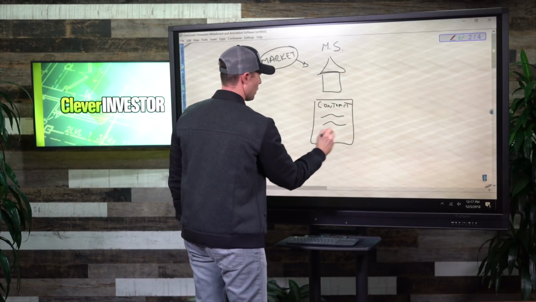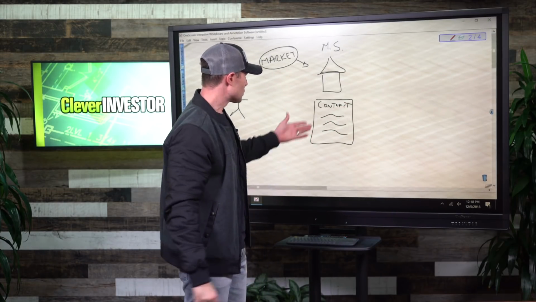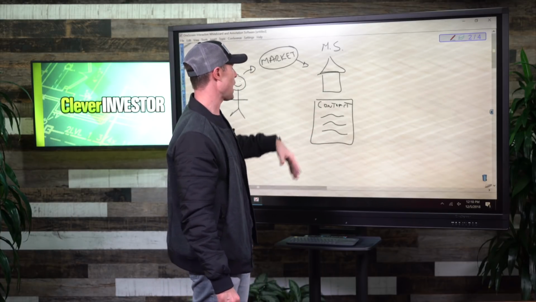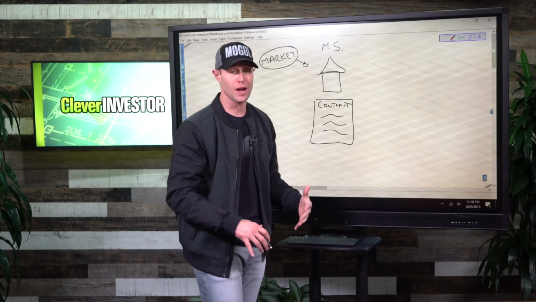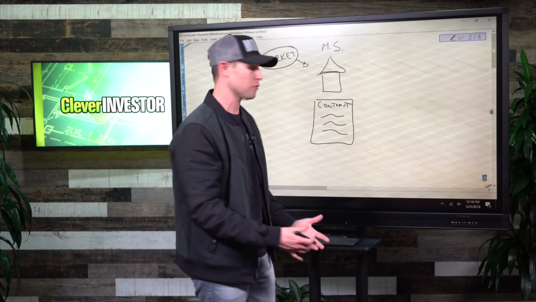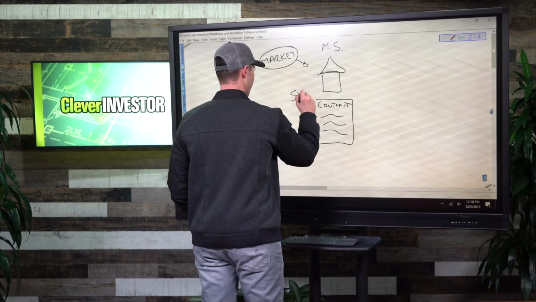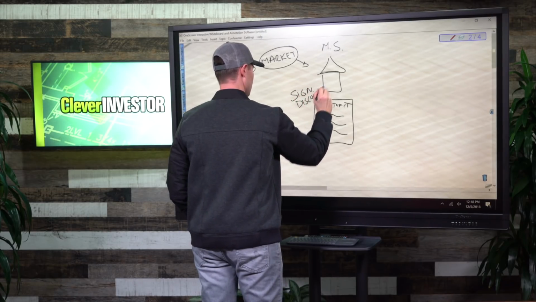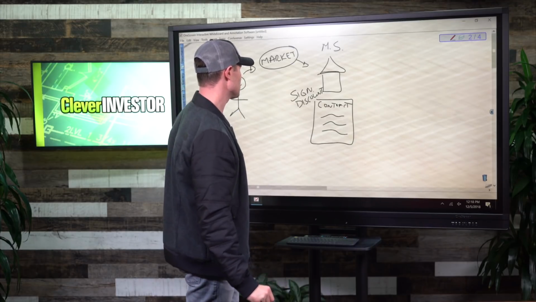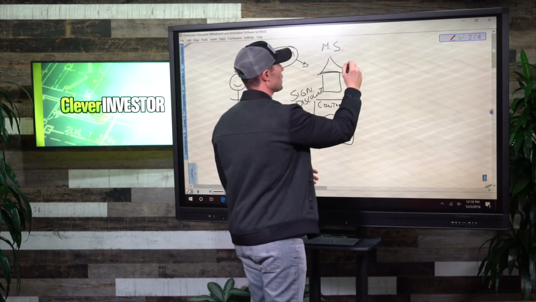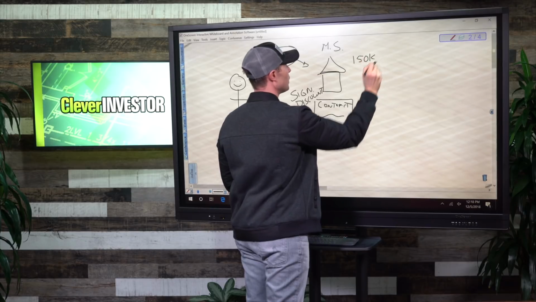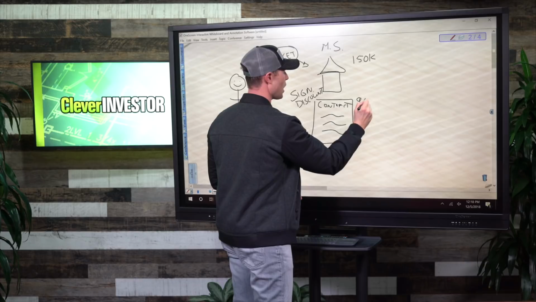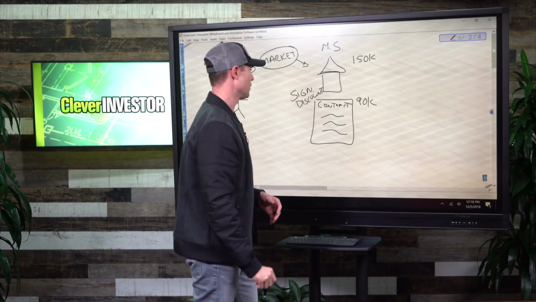Right? So if you know how to fill out the paperwork and negotiate with the person that owns the house, and you can get the house under contract at a significant discount from retail, right? You can get it under a contract for a significant discount. So let's say in this scenario, the house is worth $150K, but it needs a lot of work. So you negotiate with them and you get it under contract for $90K, right?